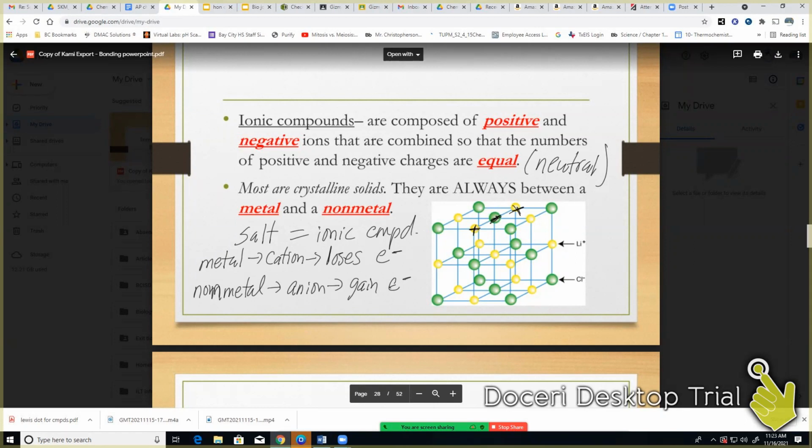Opposites attract. Likes repel, so I'm not going to have a bunch of negative things piled up together or a bunch of positive things piled up together.